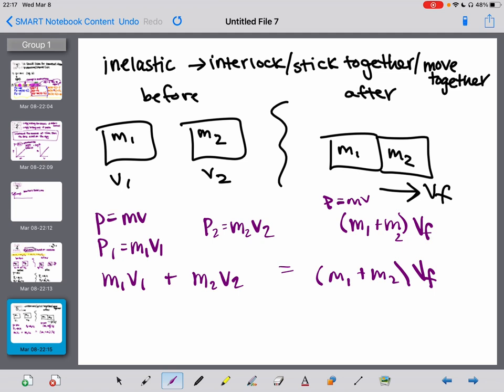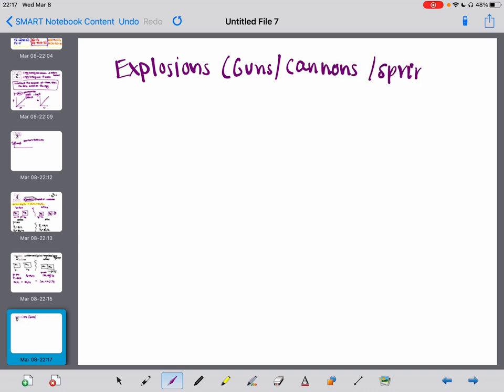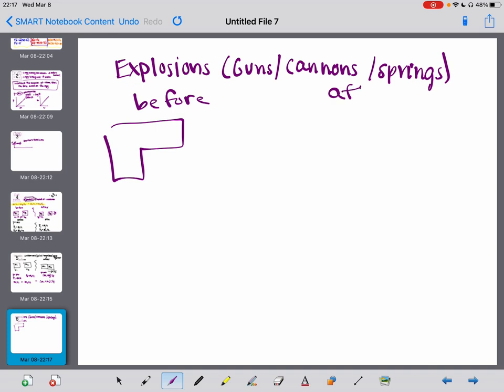Okay, that's your inelastic collision. And then finally, we have these things called explosions, which we primarily see for guns or cannons, and sometimes we see for springs too. That could sometimes be an example for you to see. So again, you're going to have a before, after. So, oops, this would be your M2, it's your M1.